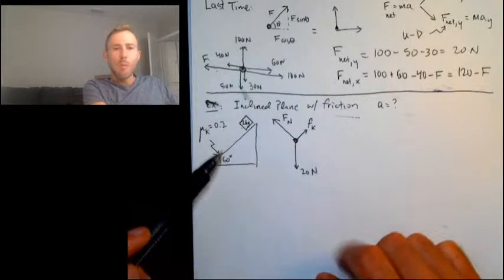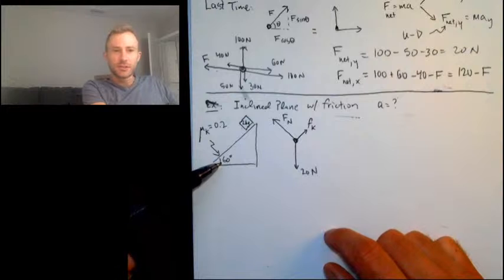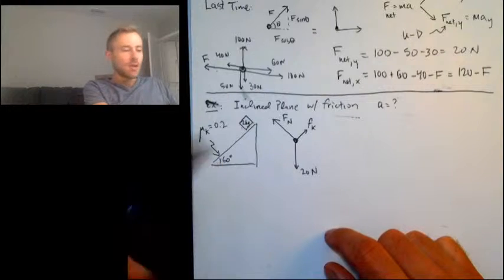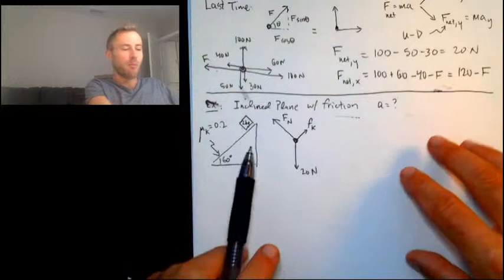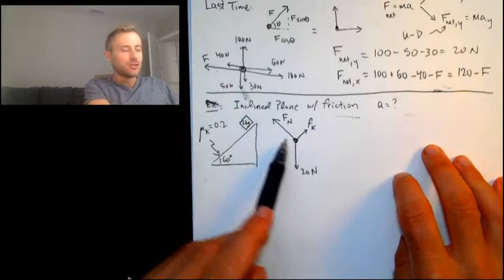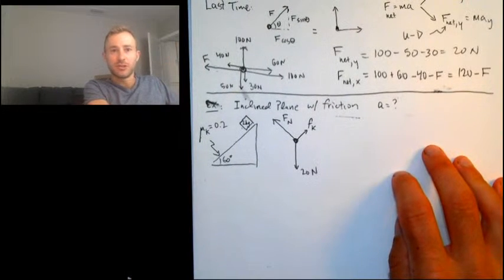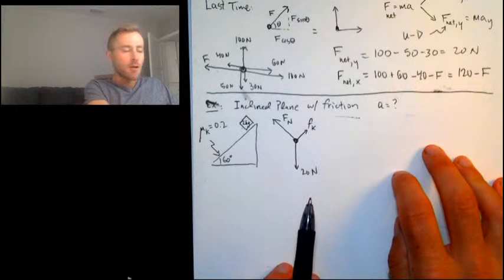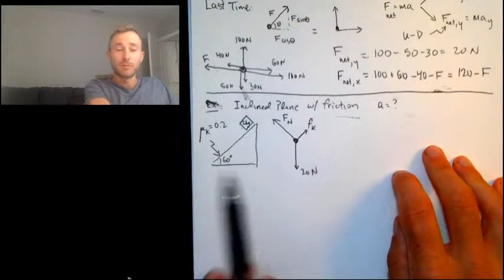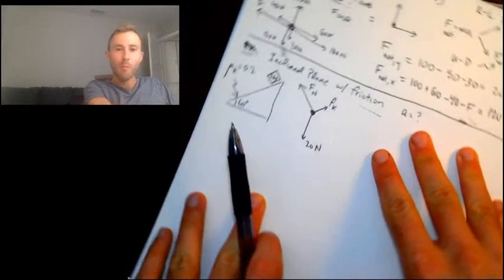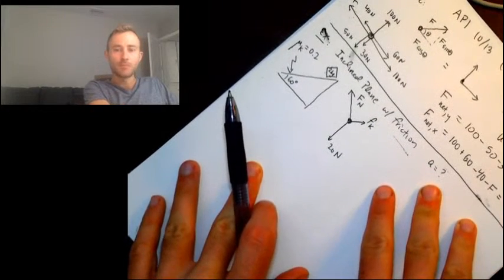So, because this is a 60-degree incline, the amount that I'm rotating the paper is 60 degrees. So each of these arrows gets rotated by 60 degrees clockwise. Okay?